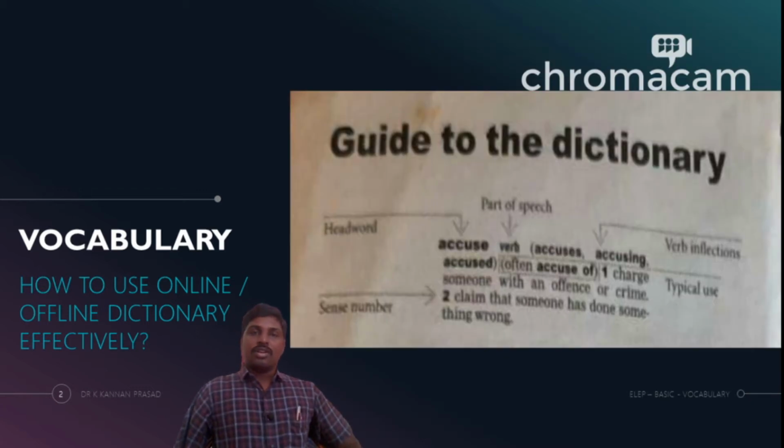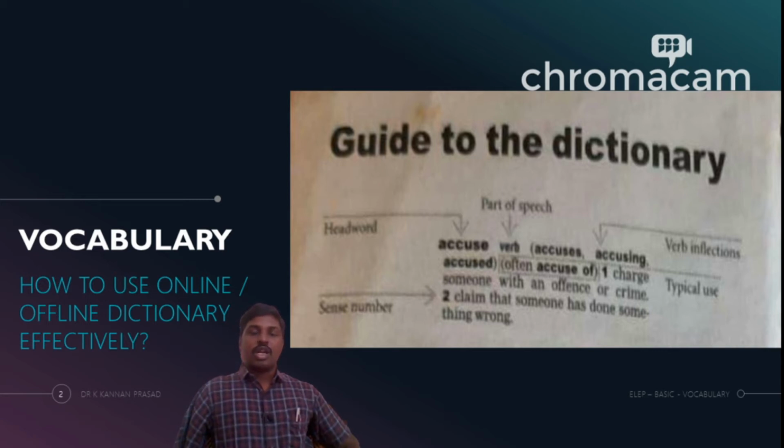So this is the first example we are going to use in looking at how we can use a dictionary effectively, in this case a printed dictionary. It is very clear to you that the dictionary image given in the center here is the same layout which you would find in every other page. You could see that the word given as an example here is accuse.